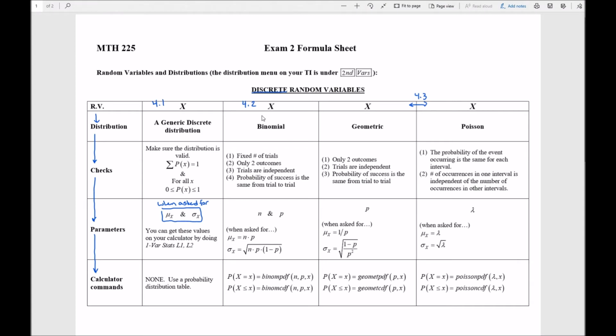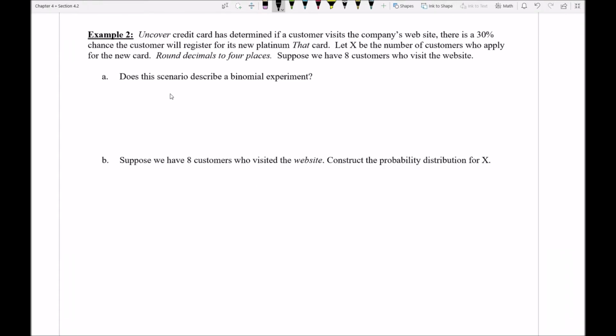So it's definitely discrete. But so far we've covered 2 different discrete distributions. It could be generic, where I just make a table, or it could be binomial, where I get to use these binomial PDF and CDF commands. How do I know which one? Well, let's start by assuming it might be binomial, and let's check the conditions to see if that fits. In fact, that's what part A is asking. Does this scenario describe a binomial experiment?